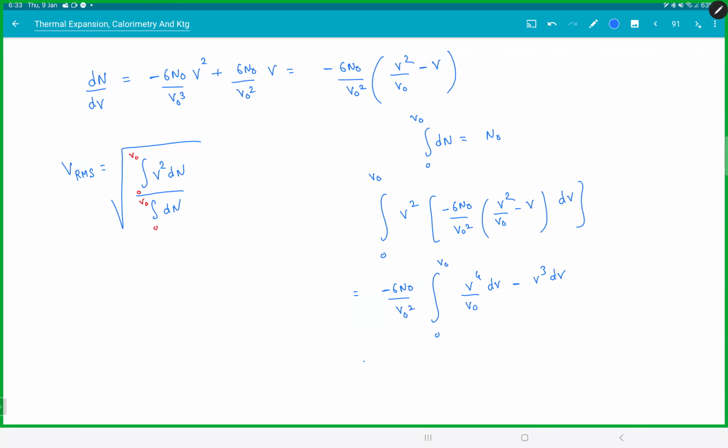Limits will go from 0 to v naught. Minus 6n naught by v naught square. This guy will be v naught power 5 by 5 v naught minus v naught power 4 by 4. So one v naught will cancel here. That is 1 by 5 minus 1 by 4. That is minus 1 by 20. So we'll get 6n naught by v naught square into v naught power 4 by 20. V naught square will cancel off. That would be 3 n naught v naught square by 10.